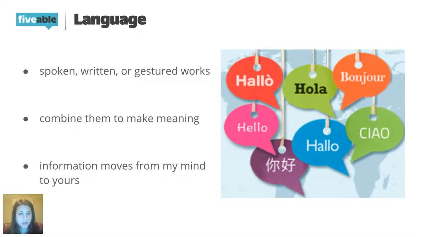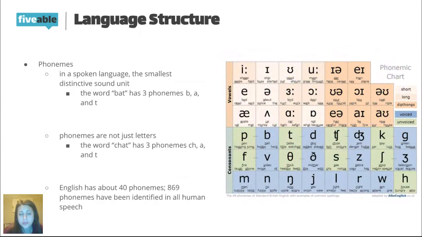So to understand language, we have to understand the structure of it and the different meanings behind it. And so phonemes is a very important concept that you need to know for the test. It's one of the big vocab words for this unit, or at least in the part about language. Basically, a phoneme is the smallest distinctive sound unit in a language. And I think the easiest way to do this is just to practice it. So the word bat has 3 phonemes, and the phonemes are b, a, t, bat. It has 3 distinct sound units.